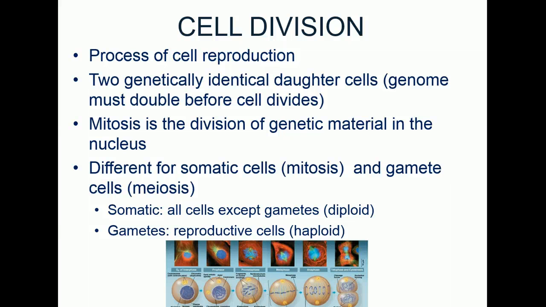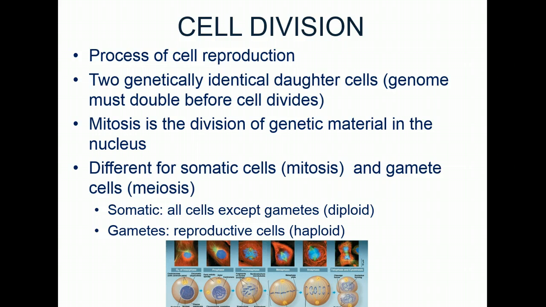But if we remember, one of the key aspects of the cell theory is that all cells come from pre-existing cells, and we know that all living things are going to have the ability to reproduce, and cells are the most fundamental unit of life. And so we're going to now spend the last two chapters looking at how certain types of cells go through this process of cell reproduction, and we call that cell division.